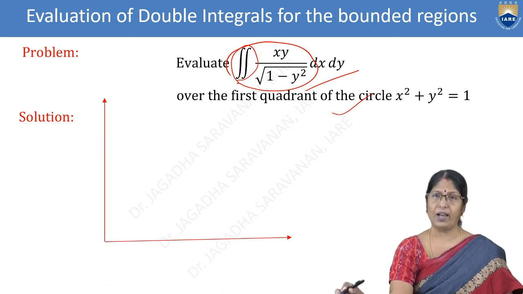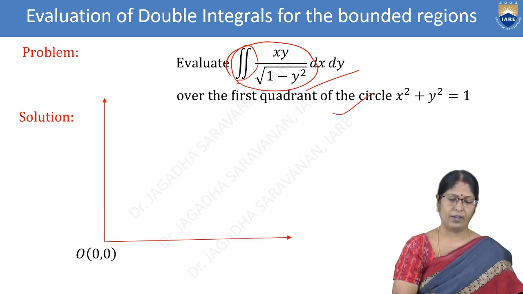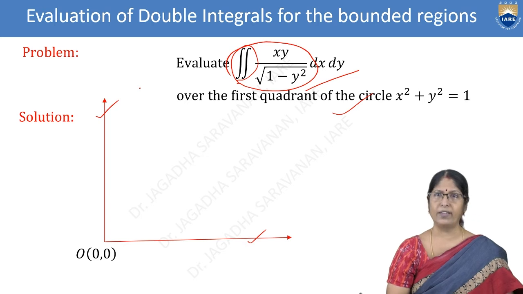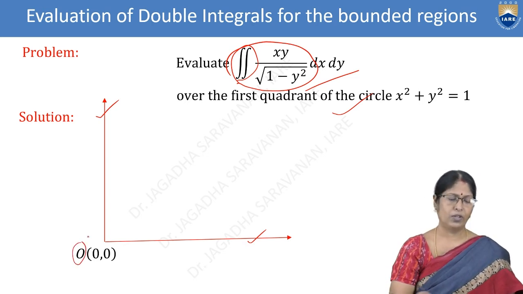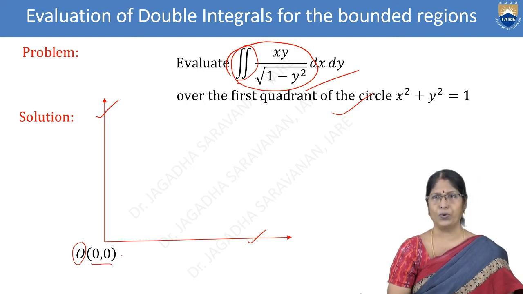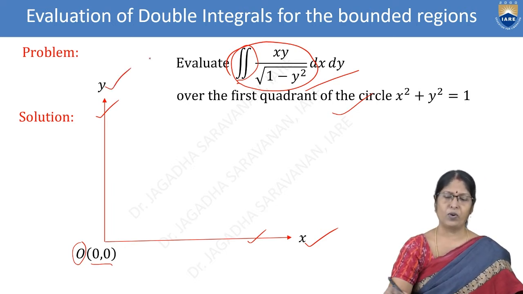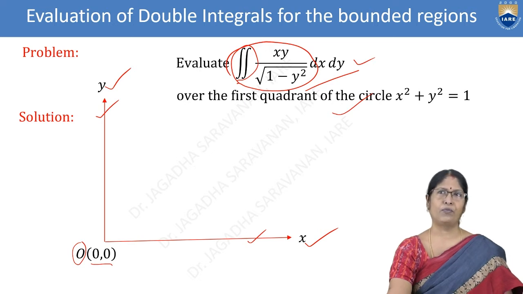So according to that, it is two-dimensional. We have taken the x-axis and we have taken the y-axis. This is the origin. We are representing it as O. The coordinate is 0, 0. The x-axis we have written, the y-axis we have written, because our given problem is two-dimensional in Cartesian form, that is the xy plane.